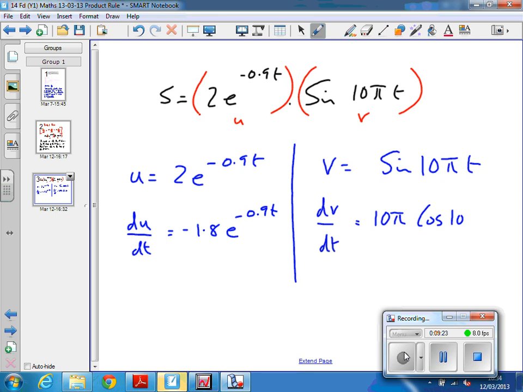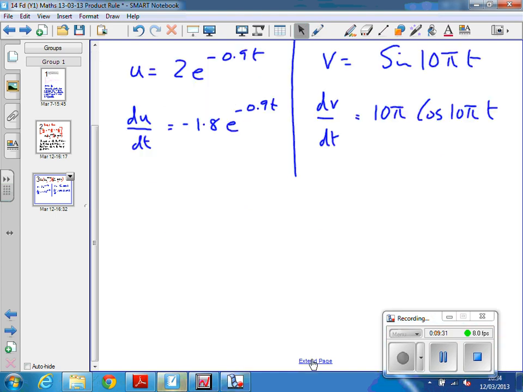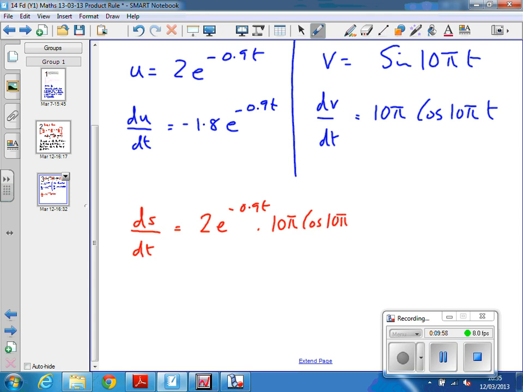Okay, so we've taken each bit in turn and differentiated them. And now we just plug them into the rule. The rule tells me that the differential of s with respect to t, the velocity in other words, equals the first bit, which is u, 2e to the minus 0.9t, times the differential of the second bit, which is 10 pi cos 10 pi t.